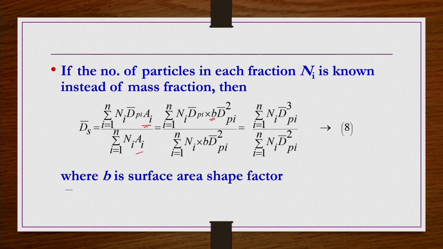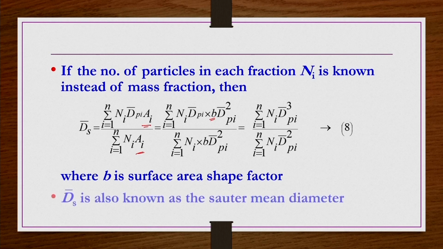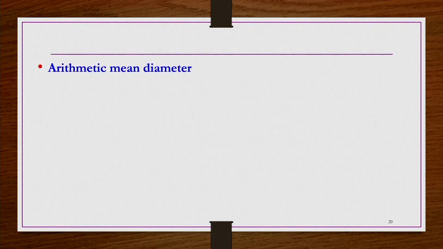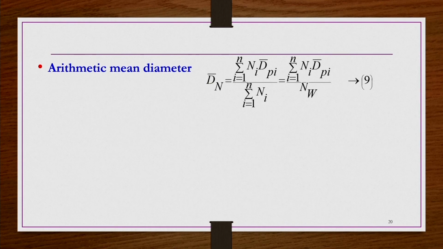So when you substitute ai like this and simplify, you get sigma Ni dpi bar cube divided by sigma Ni dpi bar square, which is nothing but the volume surface mean diameter ds bar, and this ds bar is also known as the Sauter mean diameter. The arithmetic mean diameter dn bar is equal to sigma Ni dpi bar by sigma Ni. Sigma Ni is nothing but Nw, the total number of particles in the sample.